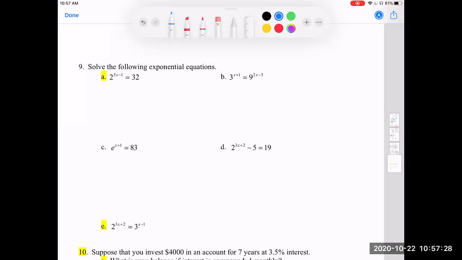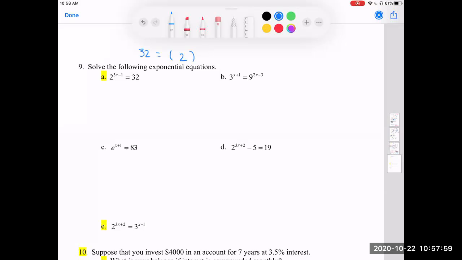Now for A, I have 2 raised to the 3x minus 1 equals 32. Now the way to go around using logs or bringing in logs into the argument is to rewrite it so that you have the same base on both sides. Because if I have the same base on both sides, I can disregard the bases and just work with the exponents. So is there a way to get 32 from a base of 2?